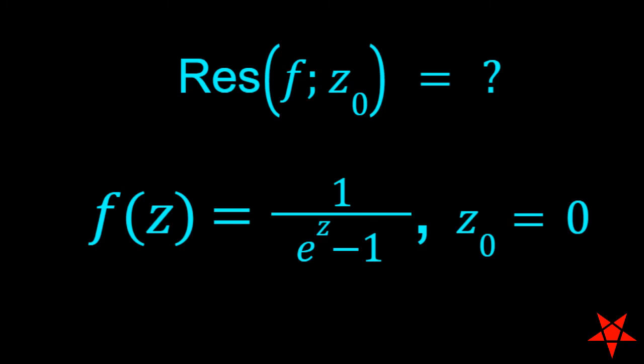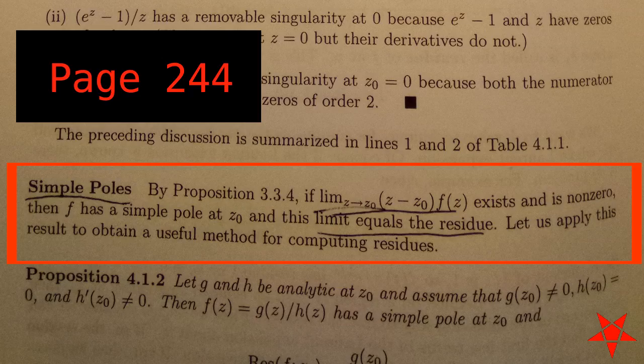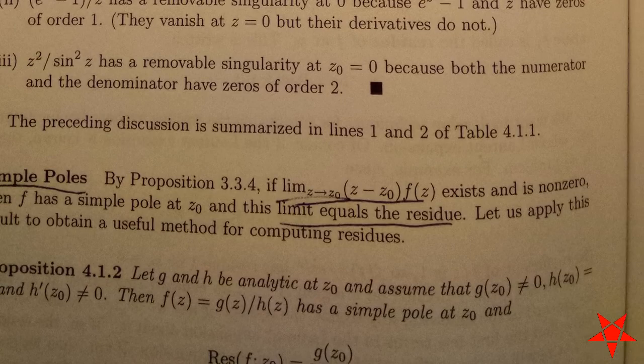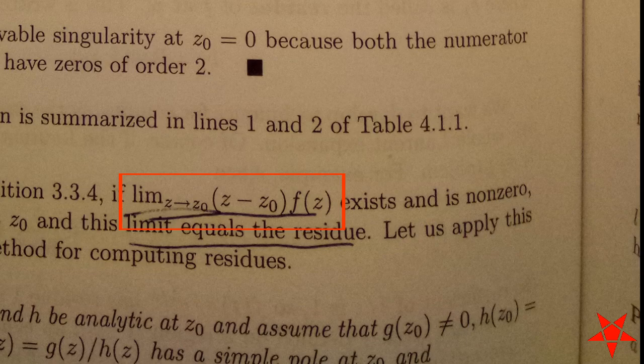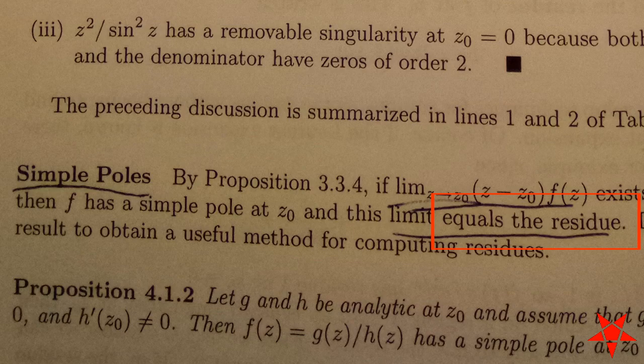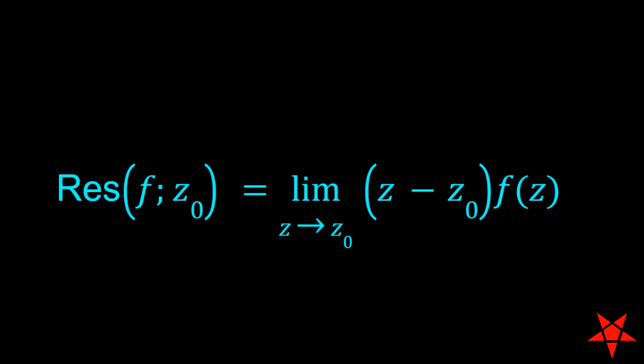As discussed, the strategy for calculating the residue of a function with a simple pole at z naught is summed up near the bottom of page 244. Here we are advised that if the limit of f of z times z minus z naught as z approaches z naught exists and is non-zero, then this limit is equal to the residue of f of z at z naught. So let us take this limit and grind out an answer.